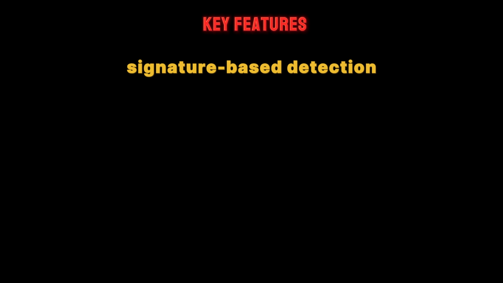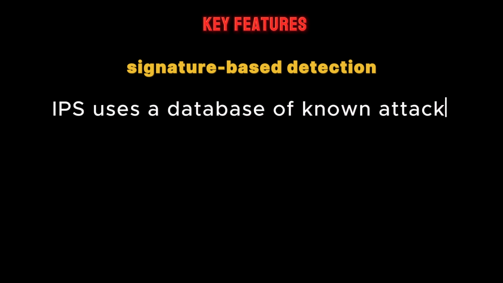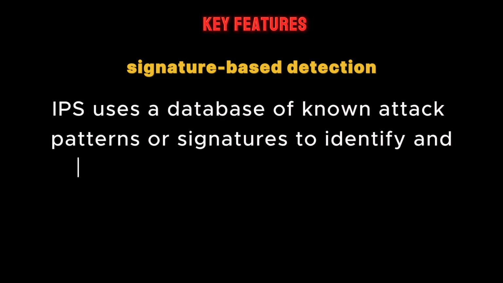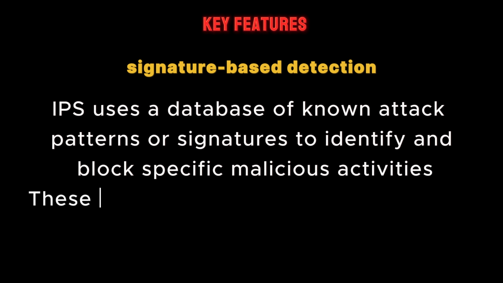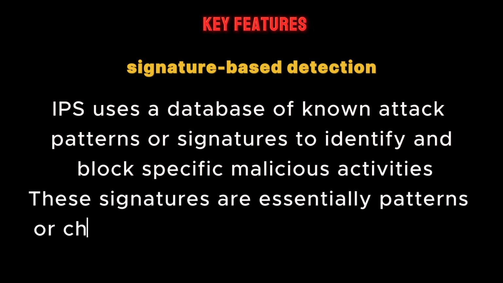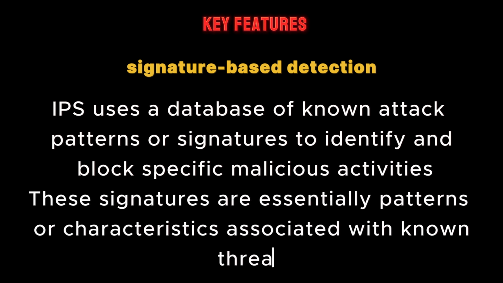There are some key features we will discuss in this lecture. Signature-based detection: IPS uses a database of known attack patterns or signatures to identify and block specific malicious activities. These signatures are essentially patterns or characteristics associated with known threats.